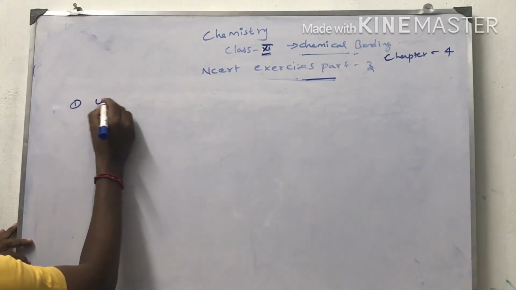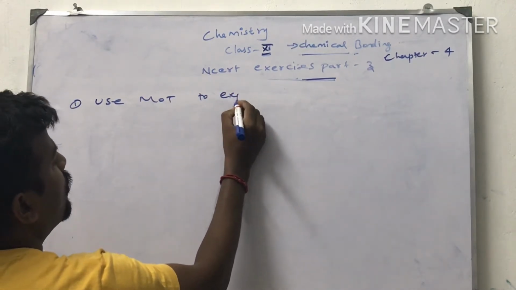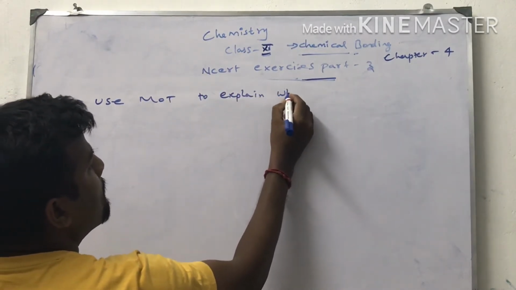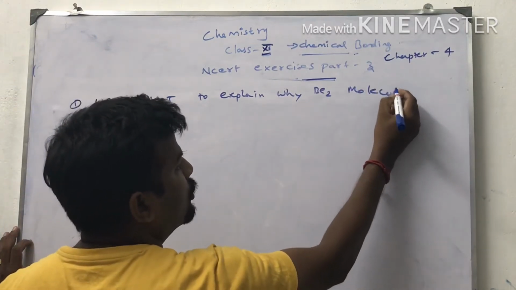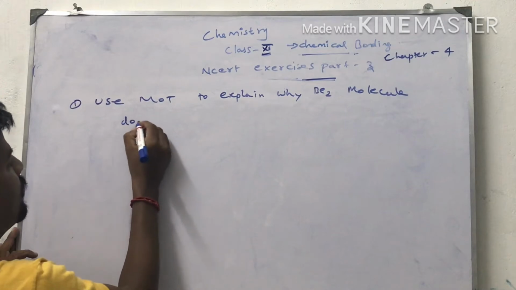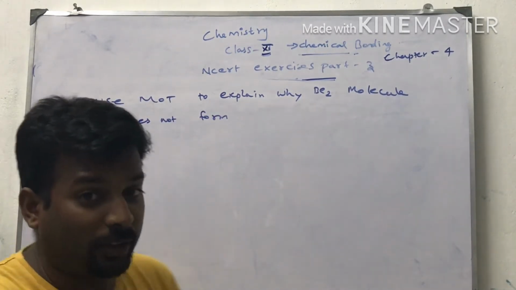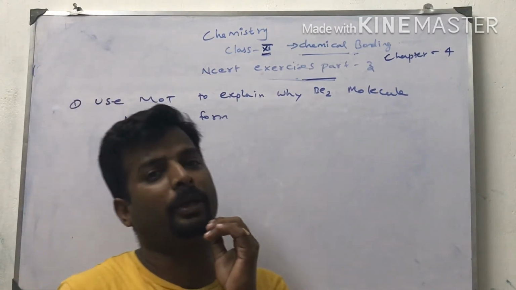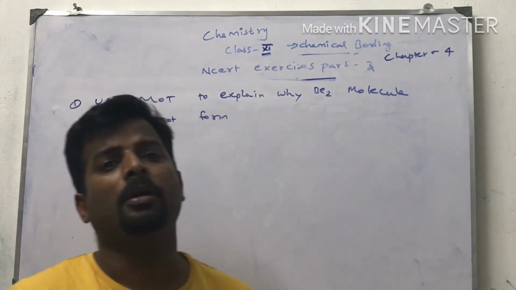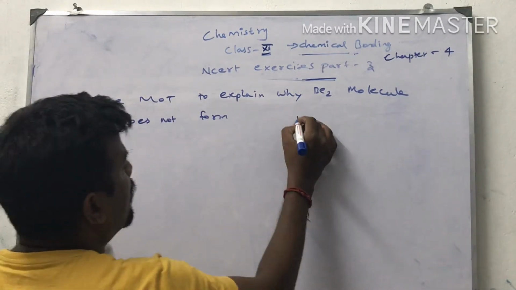Question number 1. Use molecular orbital theory to explain why Be2 molecule does not form. It's a simple question. Beryllium atomic number 4. Be2 means two beryllium atoms combine to form molecular beryllium Be2. So that we have to write here.